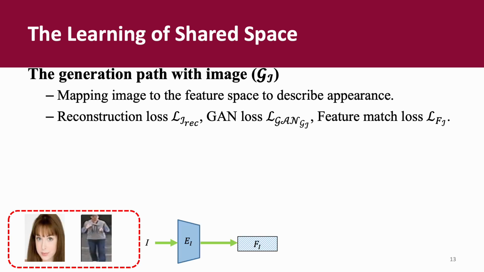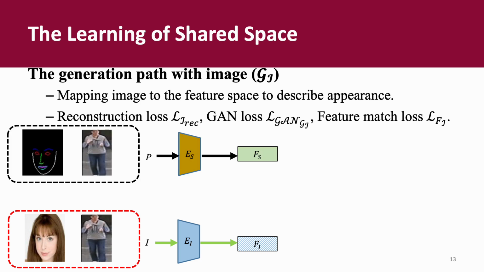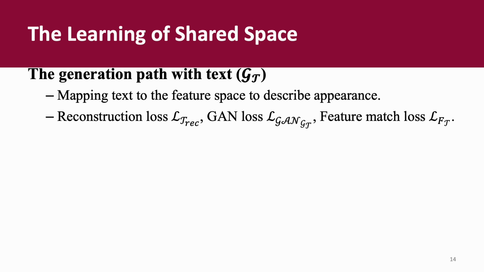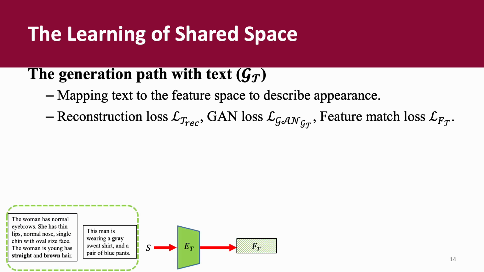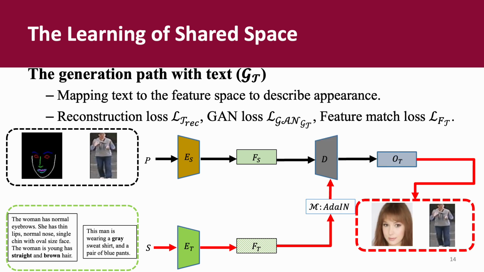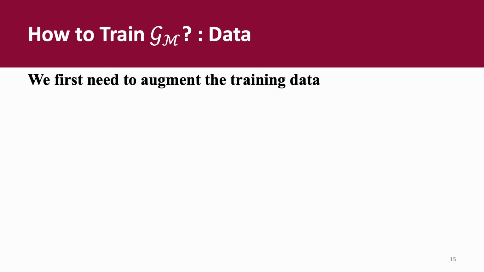Our manipulation framework is built based on the training of two generation modules to learn the shared space, which are GI and GT. For GI, we extract the features of I and P through the corresponding encoders, and the image feature is used to compute the parameters of AdaIN to synthesize the target image. The loss is the reconstruction loss between the output and the ground truth, as well as GAN loss. For the generation module GT, the input is S and P instead, and we use the feature of S to compute the parameters of AdaIN. The loss function also includes the reconstruction loss and GAN loss.